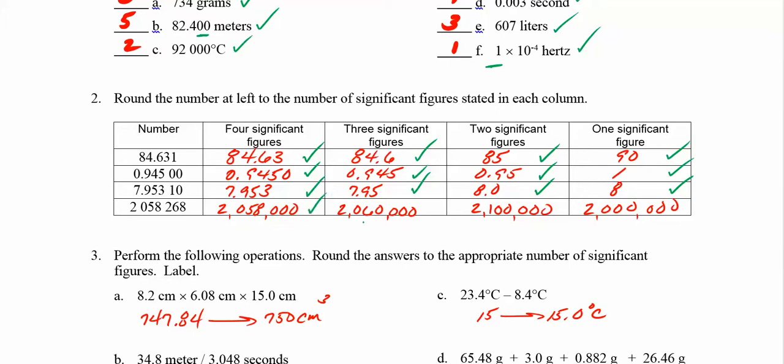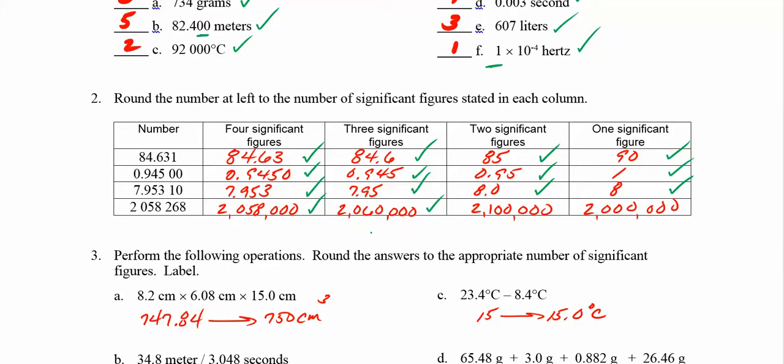So 2,058,000. If I want only 3 significant digits, I'm going to ask myself, does this 8 kick this 5 up? Yes, it does. That would give us 2,060,000. 2,060,000 for 3 significant figures. And next one would be this one right here.